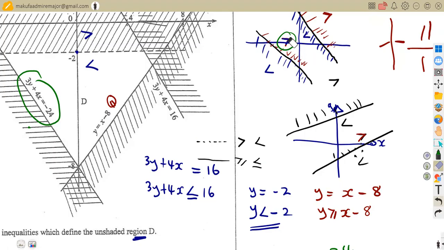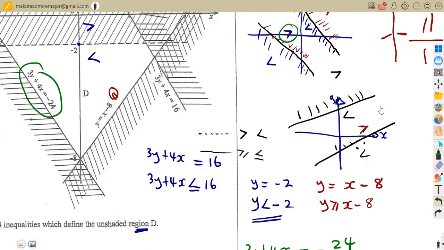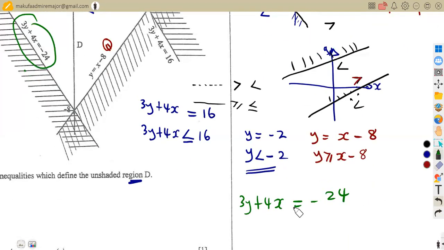On a line like this, the top part uses what? The greater than sign. So our sign here is going to be greater than. So 3y plus 4x is greater than minus 24. But check the line, is it broken or continuous? It's a continuous line, it's not broken. So the sign there is going to be greater than or equal to. So that is how we're supposed to answer this question.